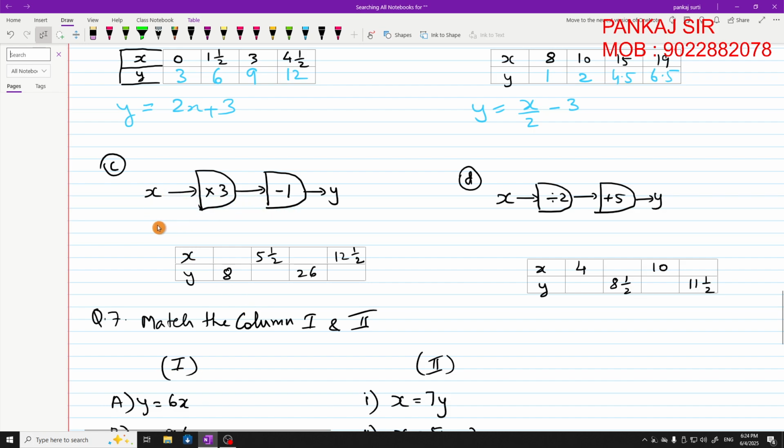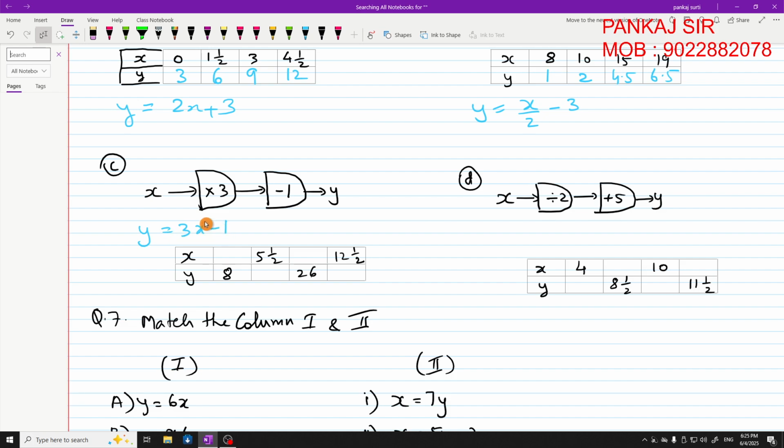Now, next question is this one. x into 3 minus 1. So the equation will be y is equal to 3 times x and then minus 1. Now let us complete the table. When y is equal to 8, what will be x? So here I'll take 8.